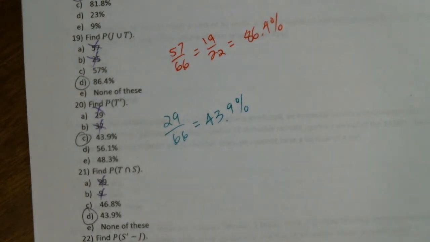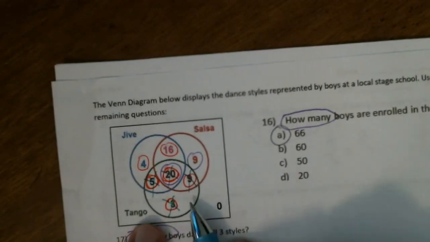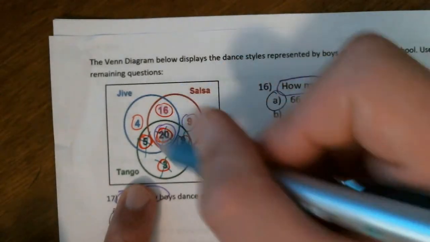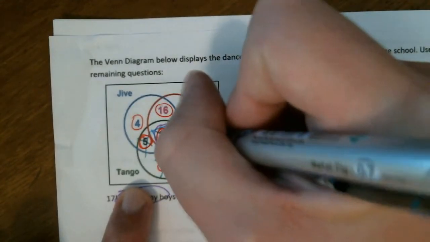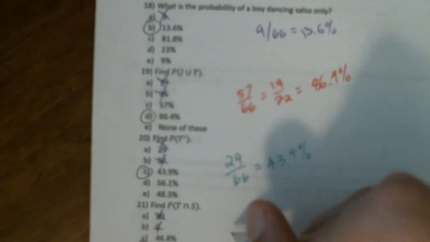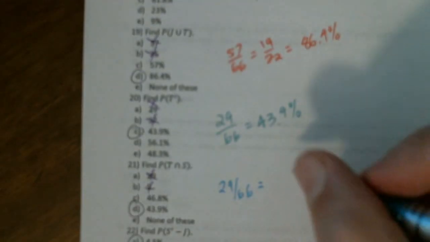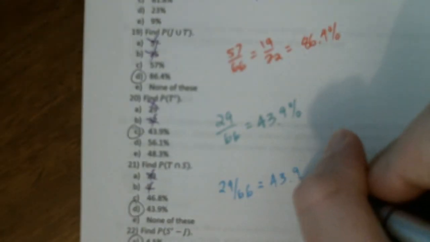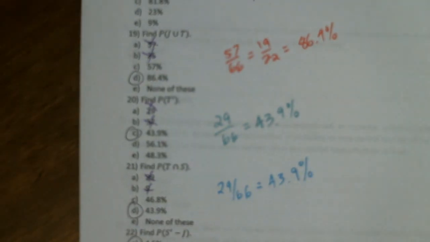Now number 21, T upside down U means the intersection. I want the intersection of T and S. So that's the literal overlap, where the salsa circle intersects the tango circle. So I'll put a square. That's going to be that guy and that guy, the 20 and the 9. Add those together, and that gives you 29 out of the total of 66. And that came out to be the exact same number, 43.9%.